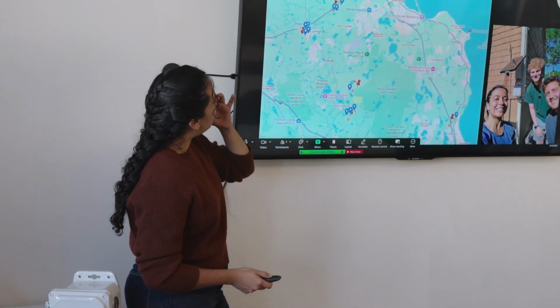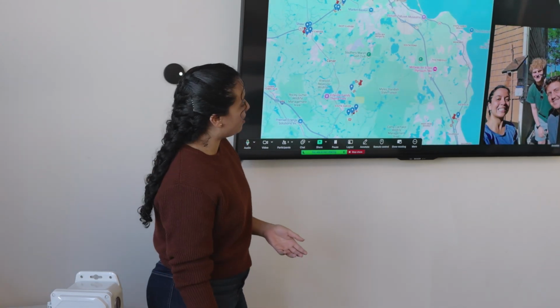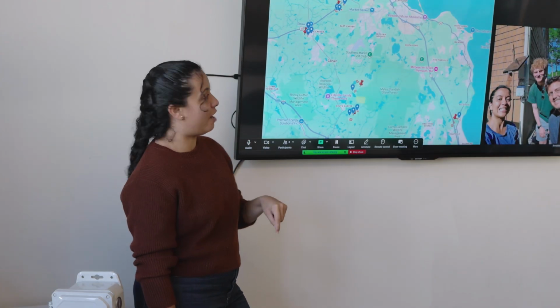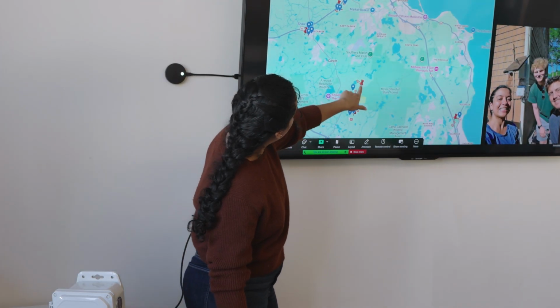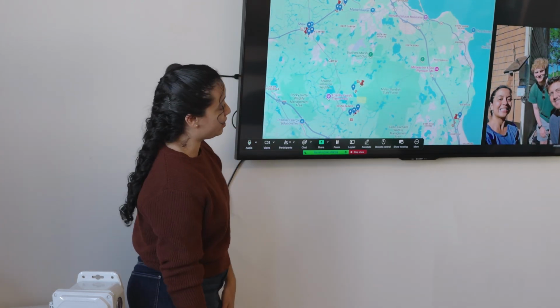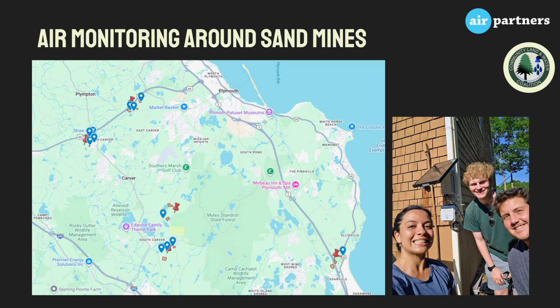So we have established their very own network of air monitors. Right now there are 11 air monitors in the community, around 5 main sand mines. The red pins are where the sand mines are, and the blue markers are where the monitors are, which is very exciting. There's one more here. And by the end of today, by 4 p.m., we'll have 13, which is great. And the goal is to measure the impact of these sand mines on the surrounding neighborhood.